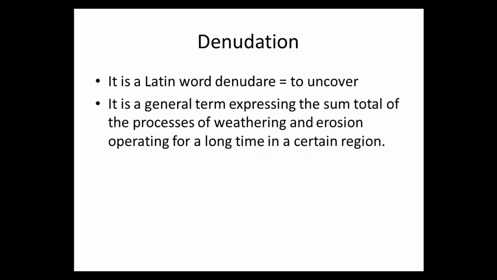Another term is denudation. Denudation is derived from the Latin word denudare, meaning to uncover. It's a general term expressing the sum total of the process of weathering and erosion operating for a geological time in a certain region. That means it's the combination of weathering and erosion. A denuded landscape is the one that has been produced and is presently exposed as a proof of the collective work of the agencies operating in that area.